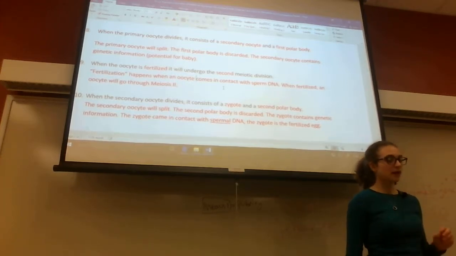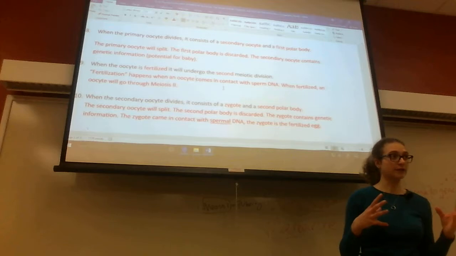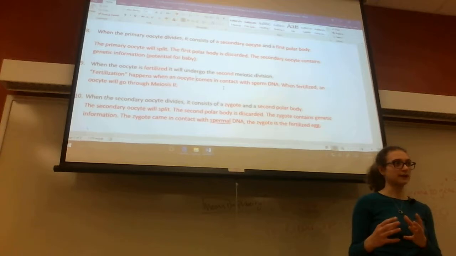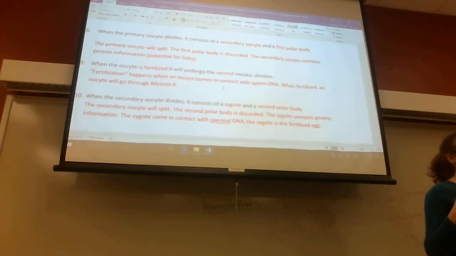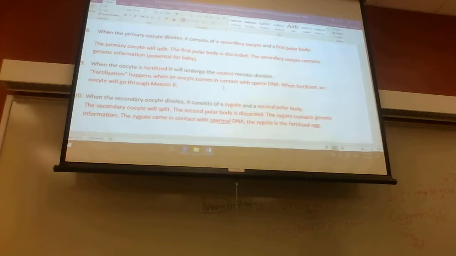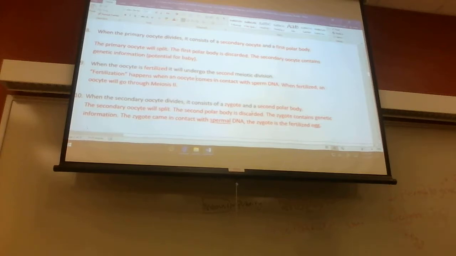So technically, if you're thinking about sperm and sperm maturation and everything, the sperm is done maturing. It's the oocyte that is actually changing at this point. Because the sperm is matured, and you can kind of think about the oocyte like eating the sperm. The sperm doesn't go through meiosis 2 twice. When the secondary oocyte divides, it consists of a zygote and a second polar body. The second polar body is discarded. The zygote will contain genetic information from the sperm and the egg.